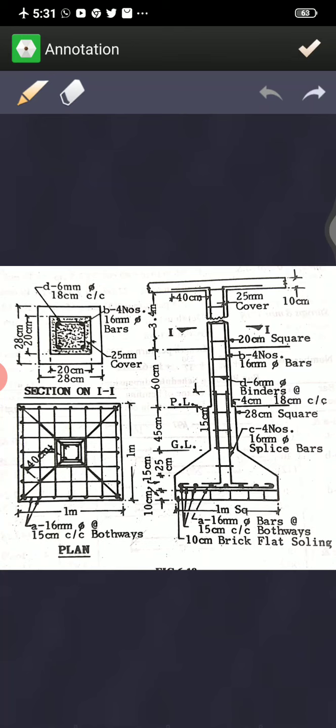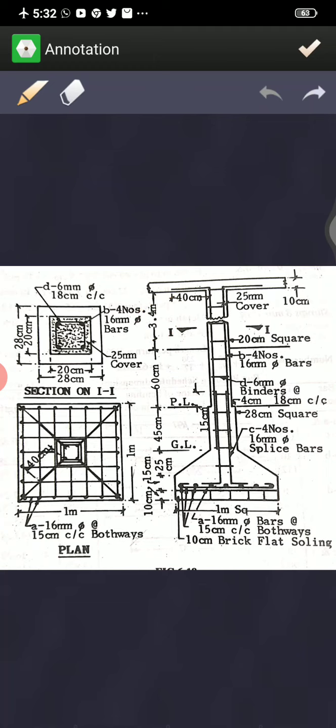Then this coned portion, from here to here, is 25 centimeter. Above that, up to the plinth, this portion is 45 centimeter. Above the plinth, a 60 centimeter portion will be there. Over that, up to the slab, you will have a 3.4 meters portion, as given here.